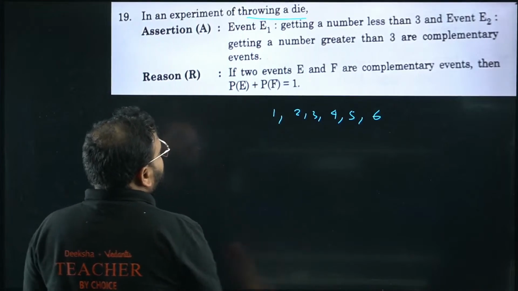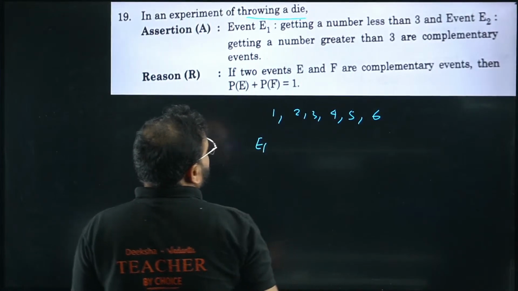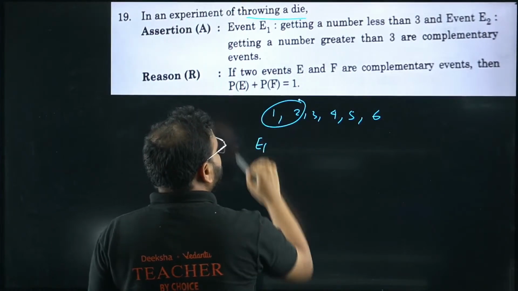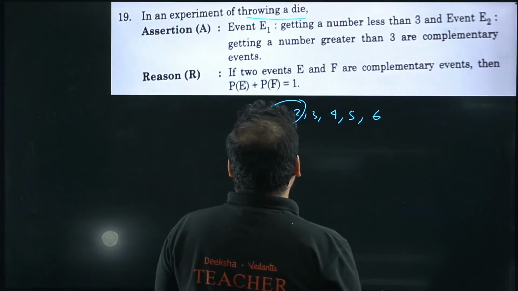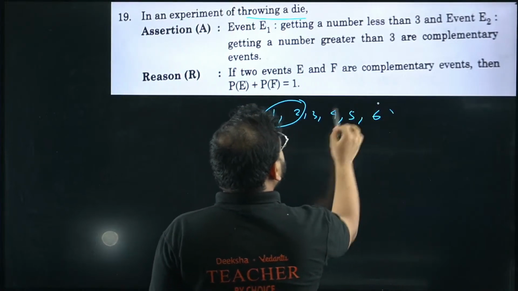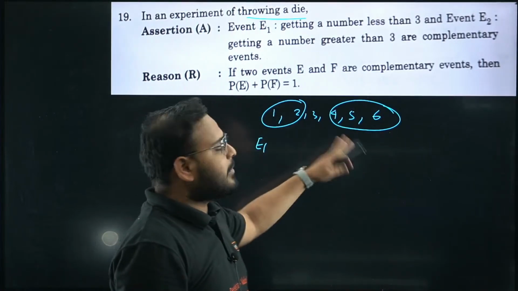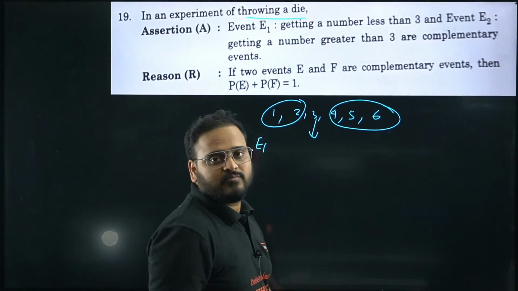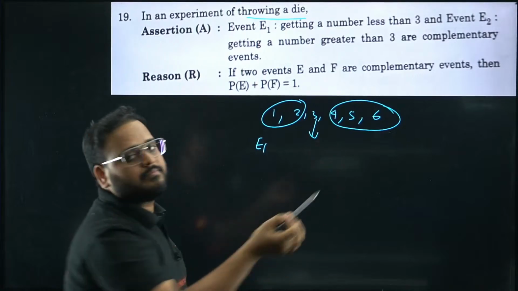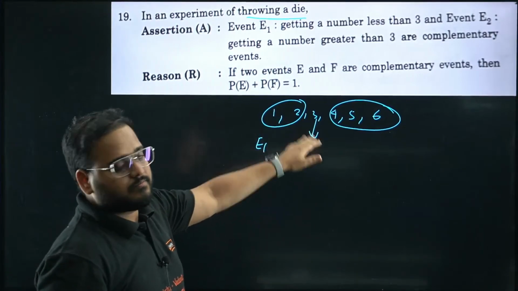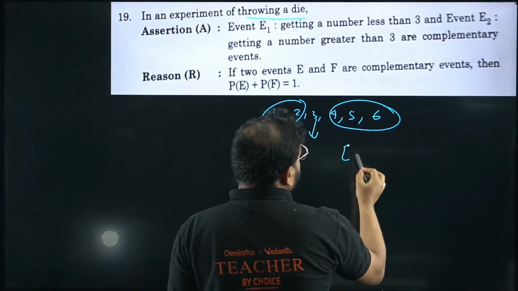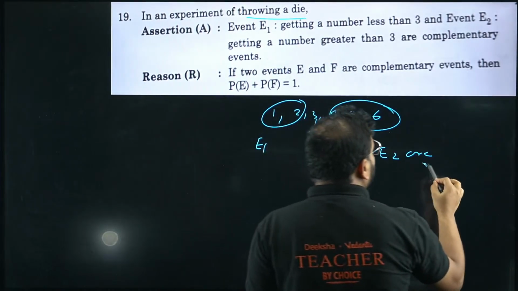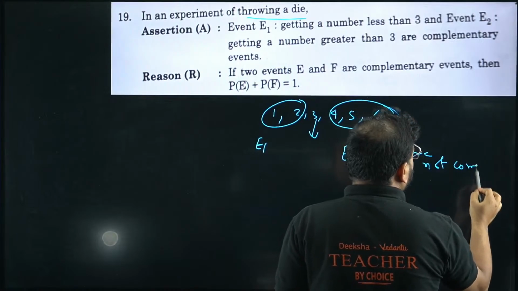Event E1 talks about less than 3. Event E2 talks about greater than 3. Can these be complementary to each other? It cannot be, because 3 is missing. Correct? 3 is not there over here. These two are not complementary to each other. So E1 and E2 are not complementary.